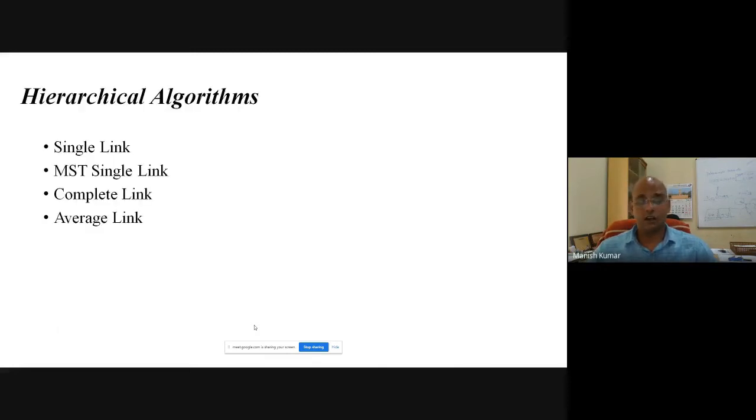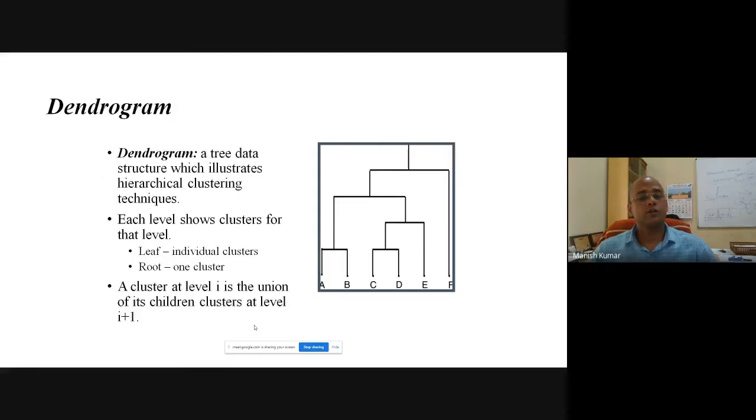There are hierarchical algorithms such as single link, MST link (minimum spanning tree), complete link, and average link. This is widely used, and this is the concept which comes in hierarchical clustering algorithms. We make use of dendrograms. This particular figure is referred to as a dendrogram.